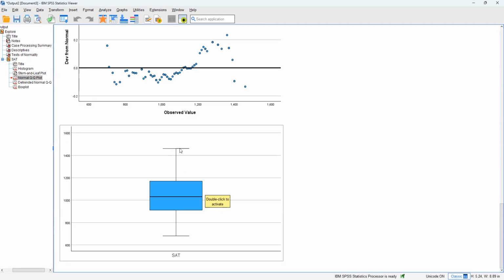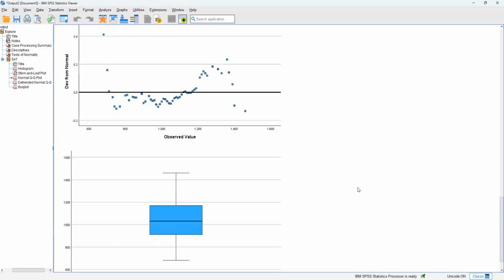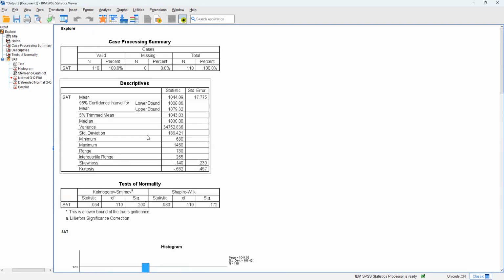And then the whiskers on either side represent the last value that wouldn't be considered an outlier. Any observations that are outliers would be sticking out on the other side of the whiskers. Okay. So that is an overview of the Explorer output. And again, our assumption that the SAT scores are normally distributed is satisfied, so we can proceed with the one sample t-test.